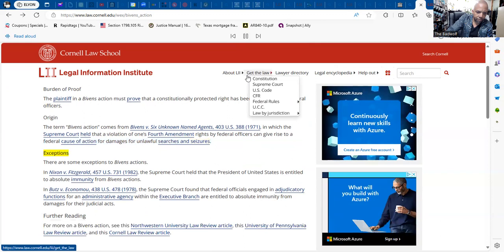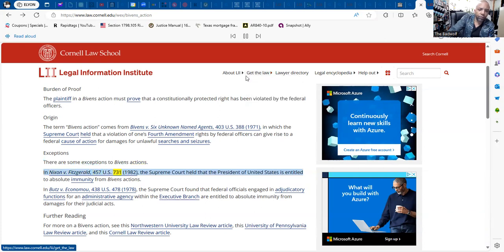Exceptions. There are some exceptions to Bivens actions. In Nixon versus Fitzgerald, 457 U.S. 731, 1982, the Supreme Court held that the President of the United States is entitled to absolute immunity from Bivens actions. Somebody better call Trump and see if his people. Never mind. Let's just keep going. Actions. In Butts versus Economou, 438 U.S.